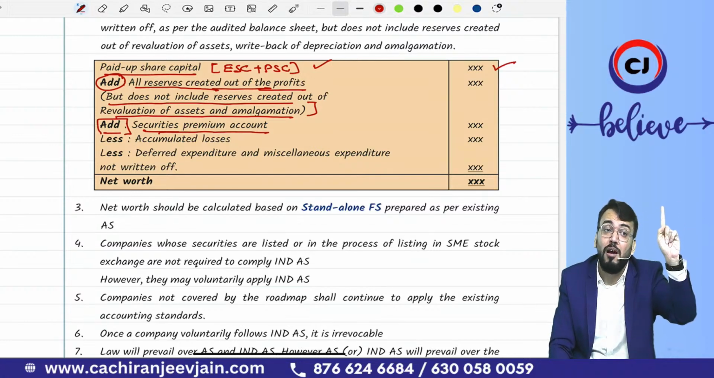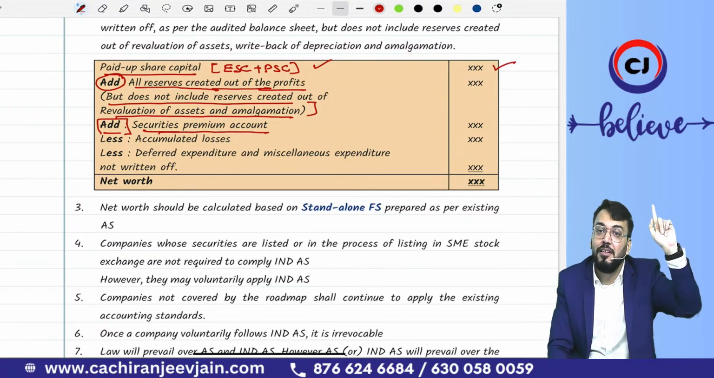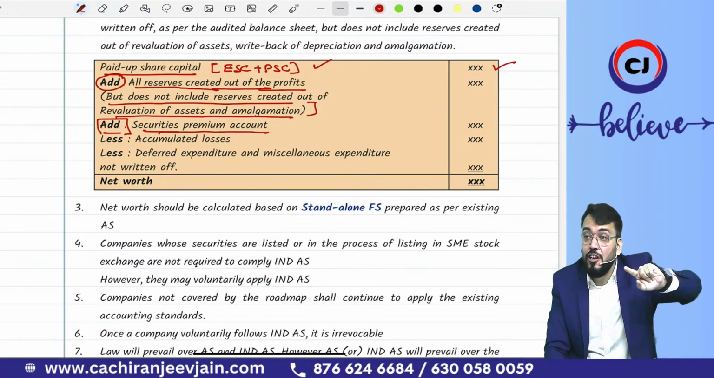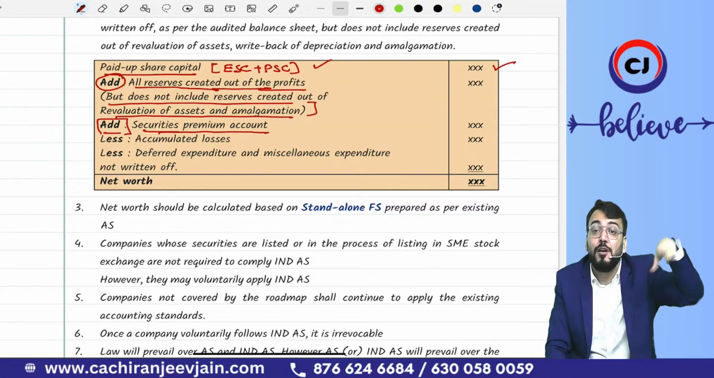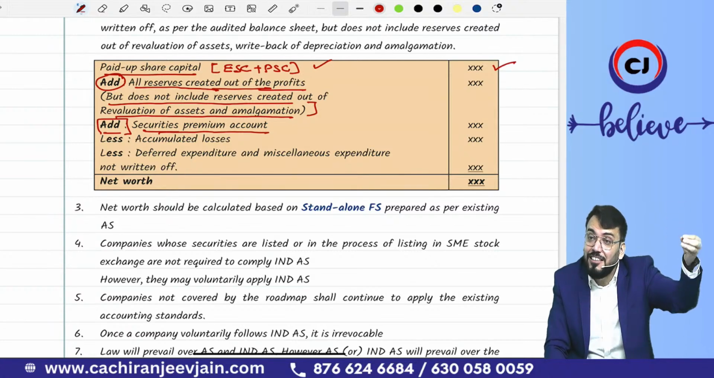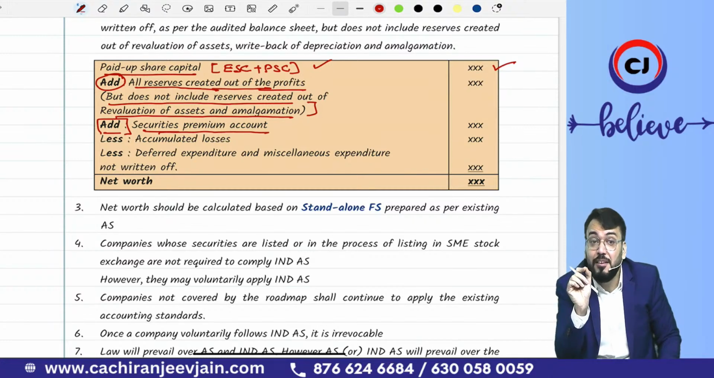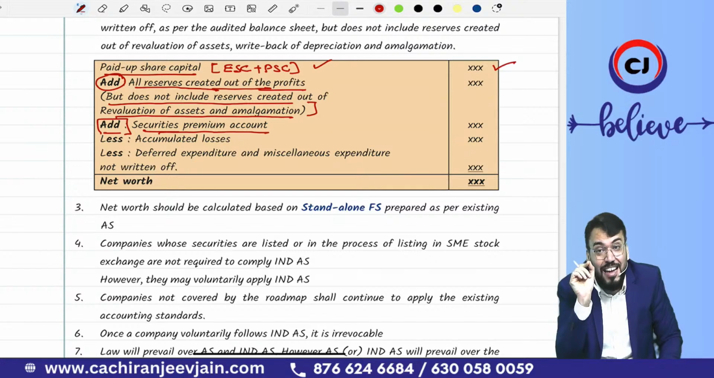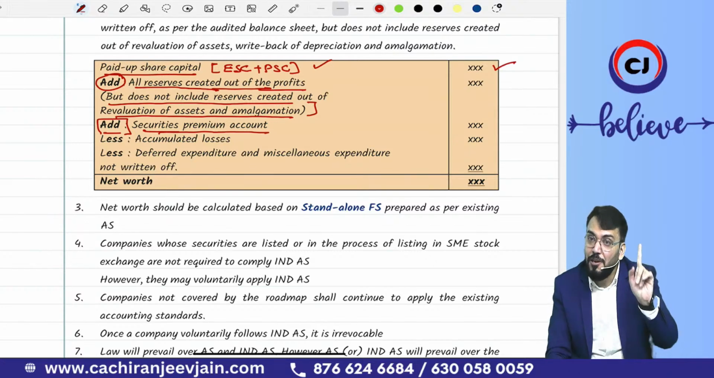Any other capital reserve? For example, if you have done cancellation of forfeited shares, remember, in cancellation of forfeited shares, the share forfeiture account will be transferred to capital reserve. So that is nothing but capital contribution, so that will be added. So only the capital reserve which is created in which chapter? Amalgamation chapter. That you should not add. Any other capital reserve will be added. Are you able to understand?